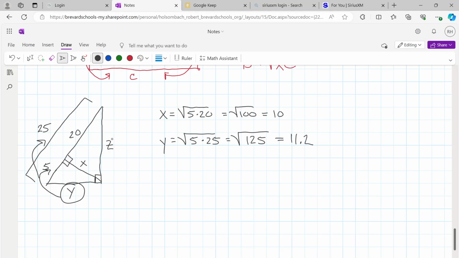And then z, which represents the third side of the big triangle around the outside, our z is equal to the square root of 20 times 25, which is equal to the square root of 500. And the square root of 500 is equal to 22.4.